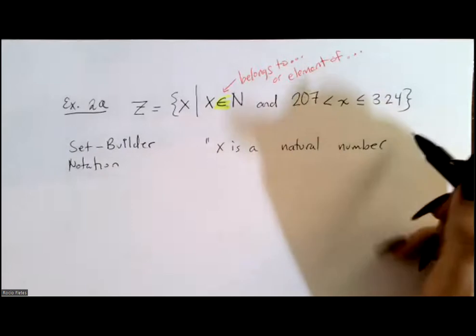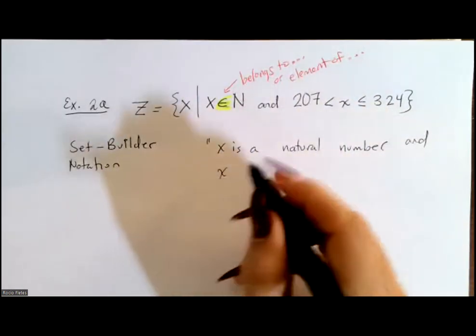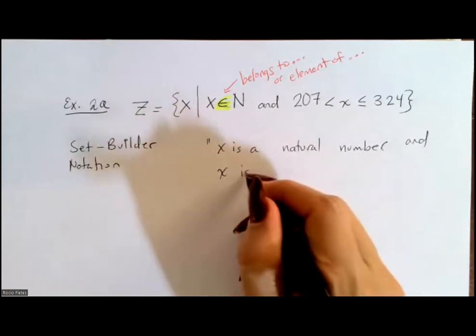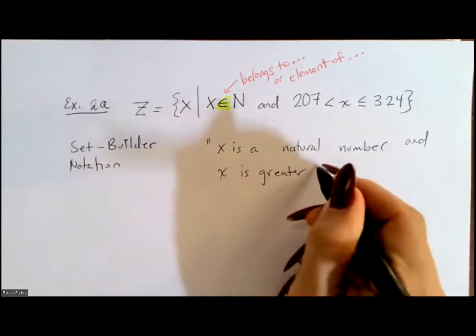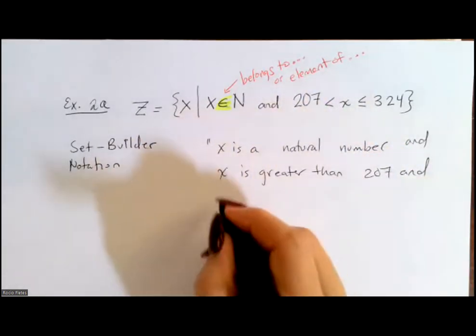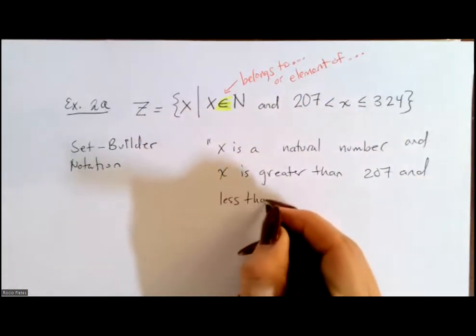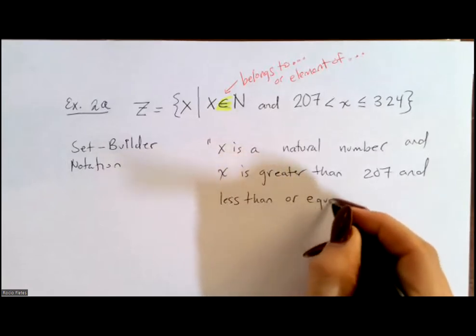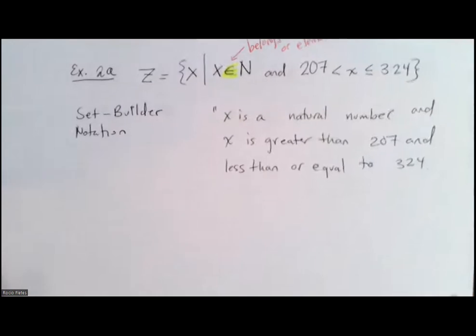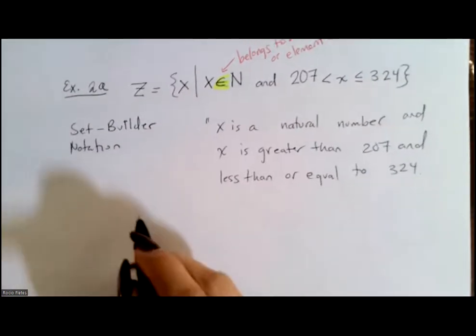X is a natural number, and x is greater than 207 and less than or equal to 324. Okay, so if you were to graph this, let me show you on the number line what it would look like.